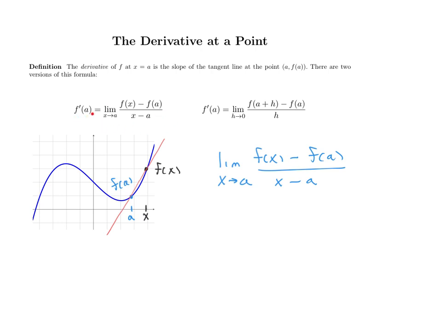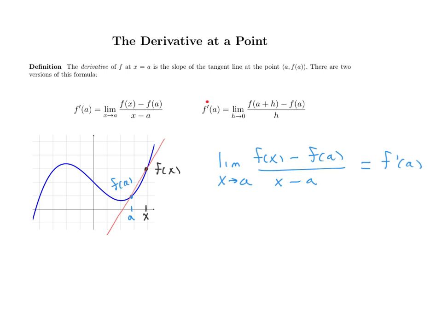It says if you want the slope of the tangent line at x is equal to a, you first choose a point different than a and find the slope of the secant line. The closer x gets to a, the better your estimate is. And in fact, if you take the limit as x approaches a, then you get the exact value. So this justifies one of our formulas, that this is f prime of a.